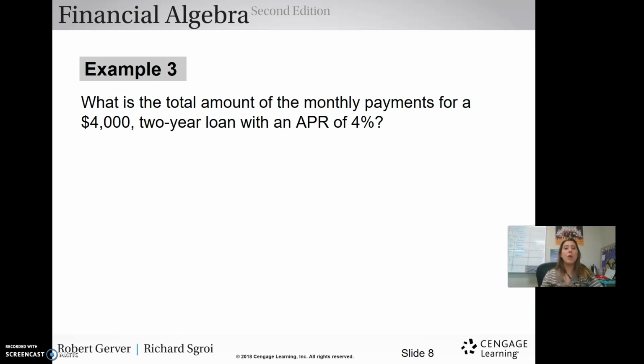All right, so we want to find out what the total amount of the monthly payments would be for that first loan we talked about, that $4,000 2-year loan at an APR of 4%.